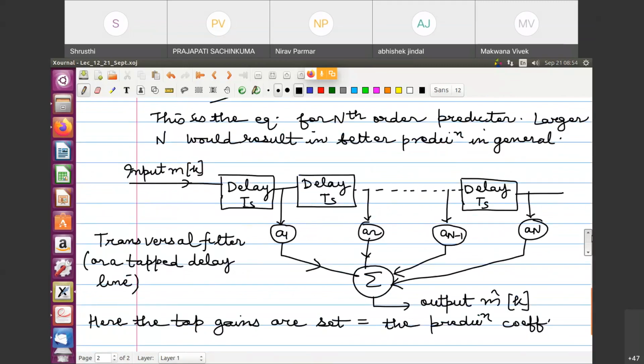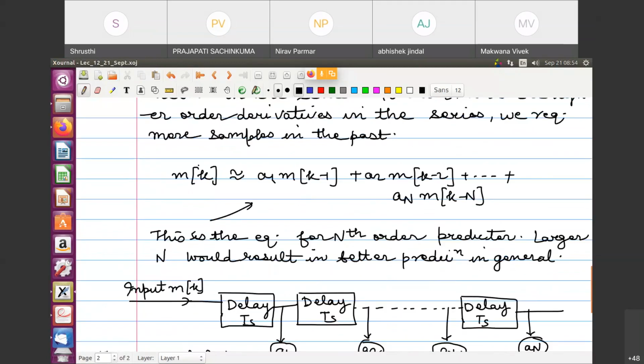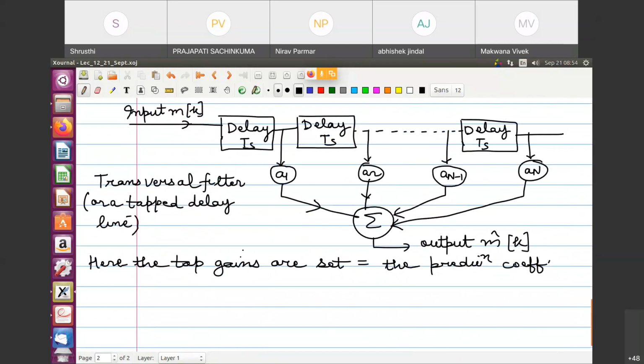Now one very important thing to say. You can observe that I am saying there is an input m of k, and the output is m cap k. But you realize that in this complete expression I am not using m of k. I am using m of k minus 1. You can say that m of k is being approximated with the help of the previous n samples. So the current sample is not to be confused. Let us say I am just drawing it like a black box.